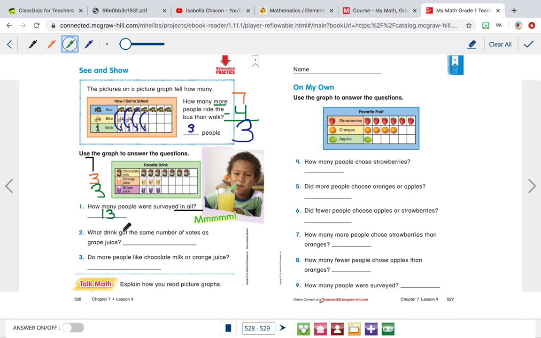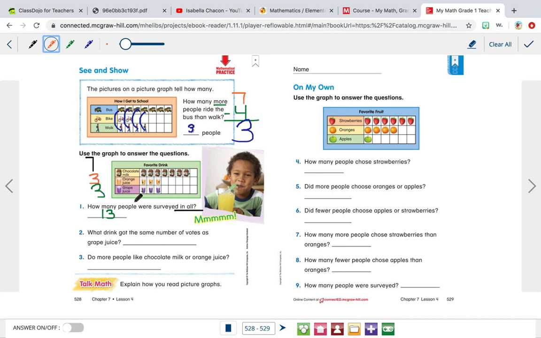Now let's do this one. What drink got the same number of votes as grape juice? So grape juice has 3 votes right here. So which drink got the same number of votes? Is it chocolate milk or orange juice? I hope you said orange juice because orange juice has 3 votes just like grape juice does.